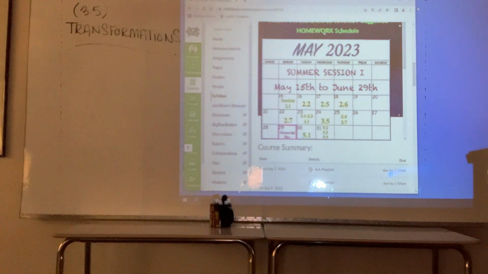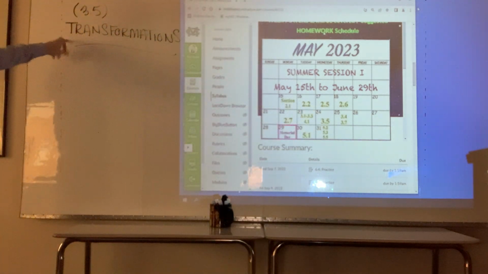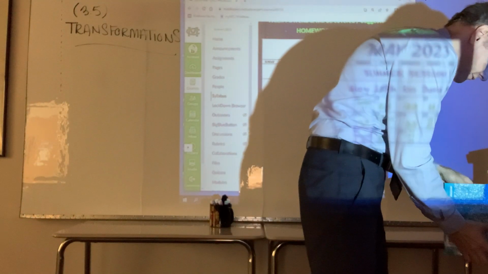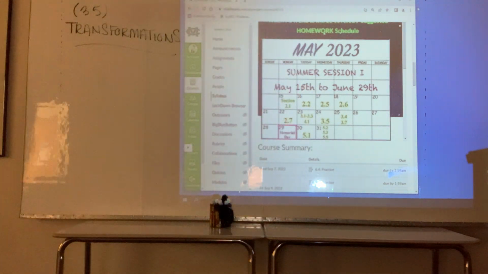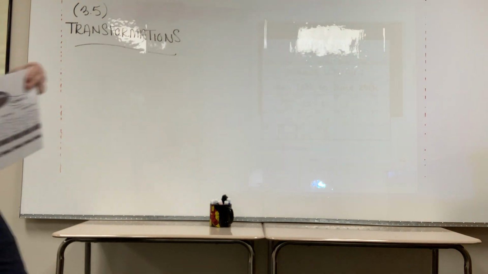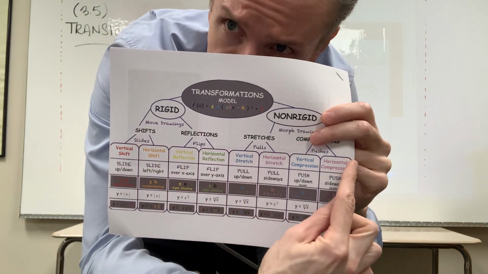This video is specifically for section 3.5, which is about transformations. The packet that I have for you consists of these pages. I'm going to have to keep turning the light on and off. Just a quick overview of this. All right, something to print out. This is the collection of transformations.